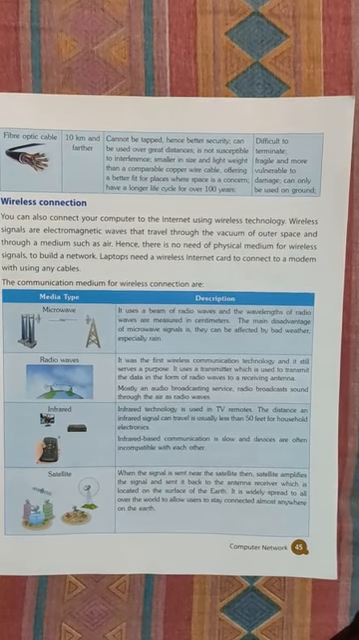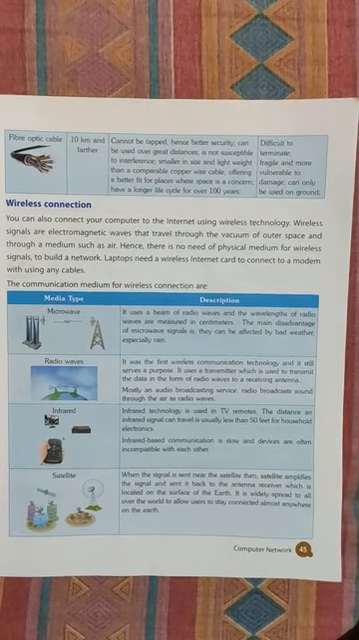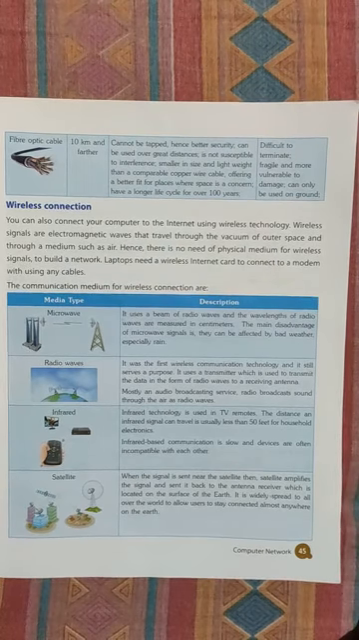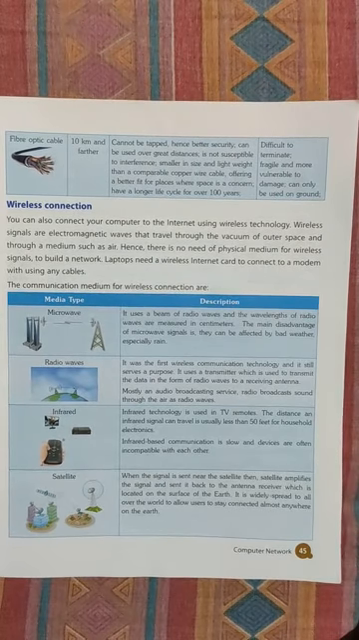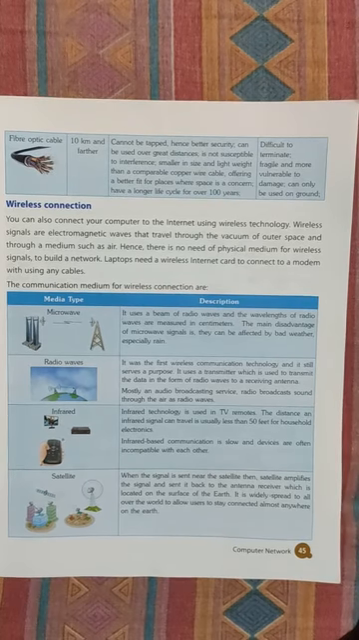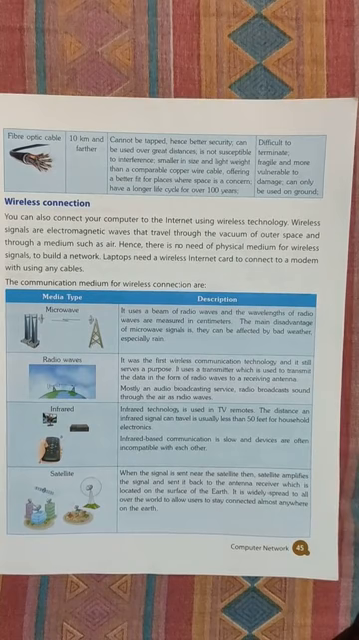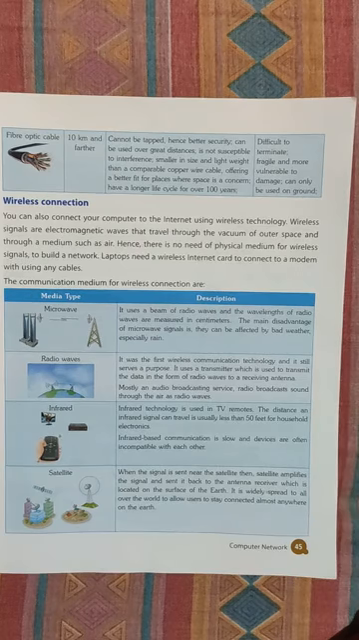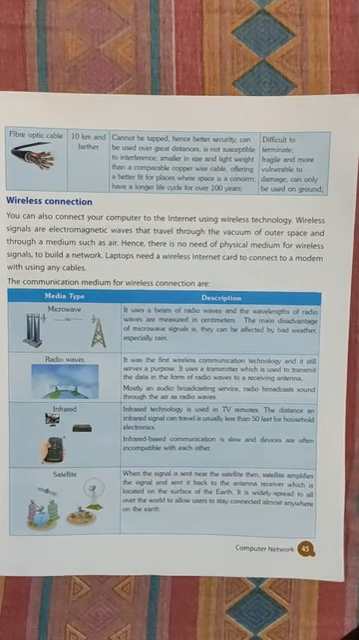The communication medium for wireless connections: first, microwave. It uses a beam of radio waves, and the wavelengths of radio waves are measured in centimeters. The main disadvantage of microwave signals is they can be affected by bad weather, especially rain. Okay. Now radio waves.